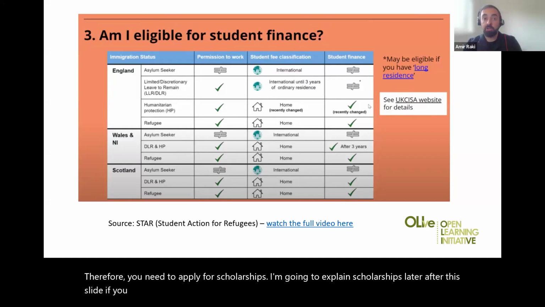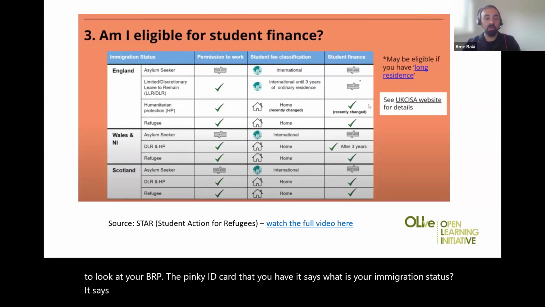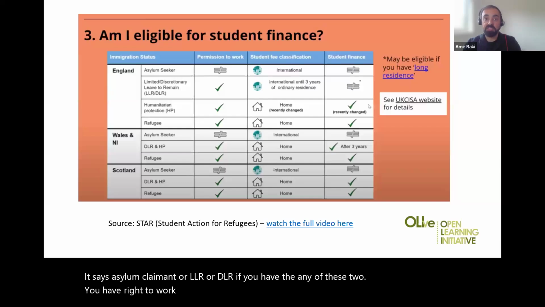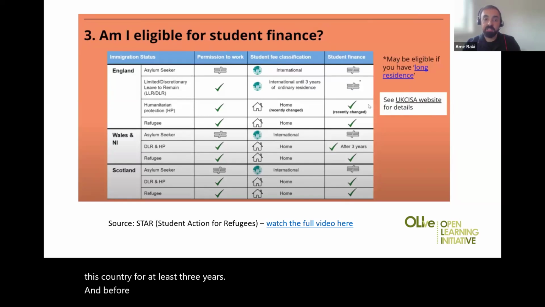If you have LLR or DLR, the best way of understanding your immigration status is just to look at your BRP, the pinky ID card that you have. It says what is your immigration status. It says asylum claimant or LLR or DLR. If you have either of these two, you have right to work, but you will be considered as international unless you have lived in this country for at least 3 years. And before that 3 years, you will not have access to student finance.